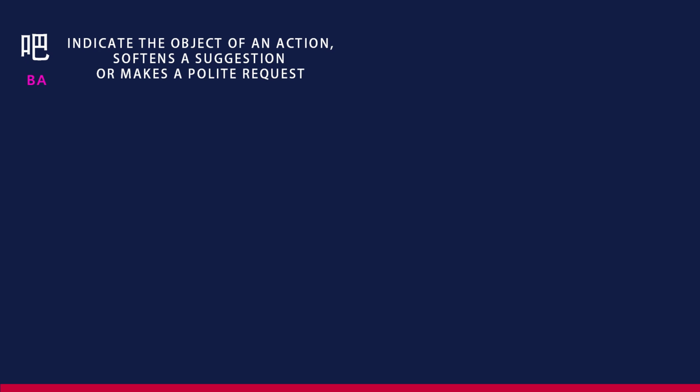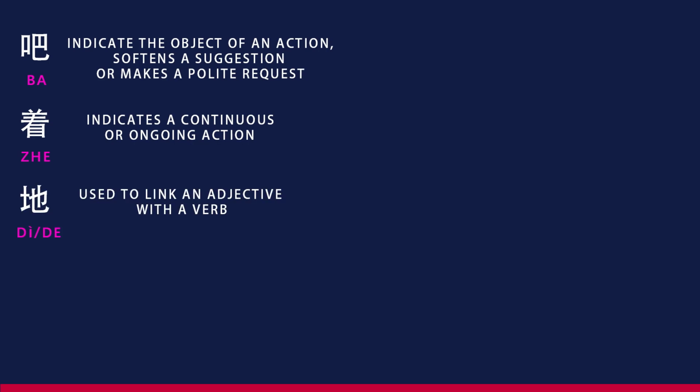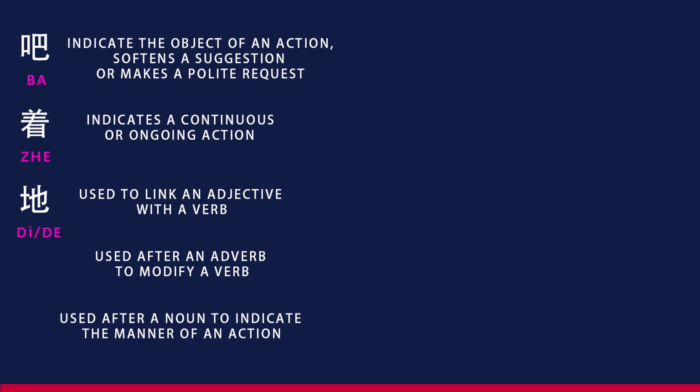Now, let's delve into the last 3 particles. Ba. This particle is utilized to indicate the object of an action, often suggesting a change in the state of the object. Additionally, ba can soften a suggestion or make a polite request. Ja, functioning as a verbal complement. Ja indicates an ongoing action or a continuous state. De. This versatile particle is used in 3 distinct cases. Used to link an adjective with a verb, placed after an adverb to modify a verb, added after a noun to indicate the manner of an action.